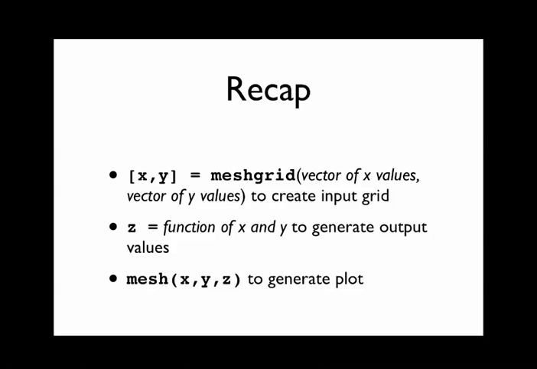So to recap, to create a plot of a function of two variables in MATLAB, we use the meshgrid command to create the grid of input values, apply the function to create the output values for z, and then use the mesh command to generate the plot. Stick around for part 2 of this screencast where we'll learn how to change the plot up and change the color and do other neat things like that.